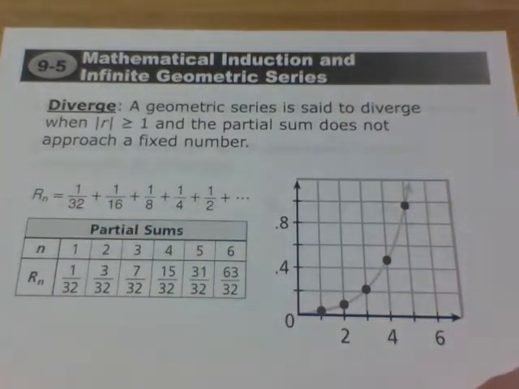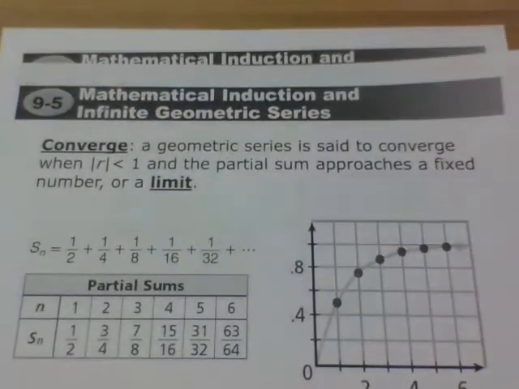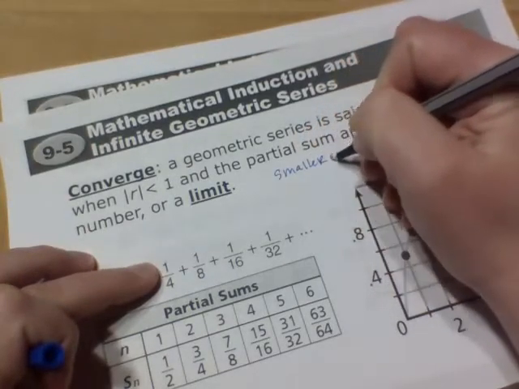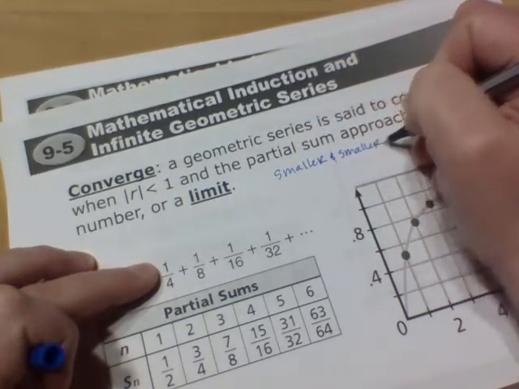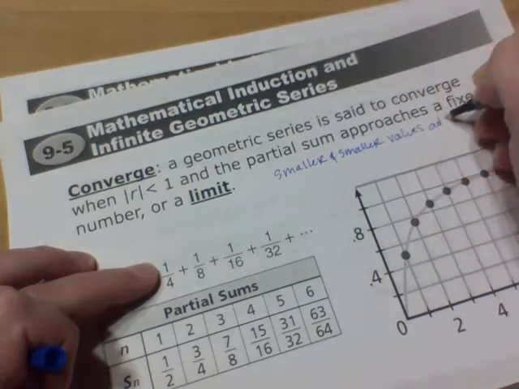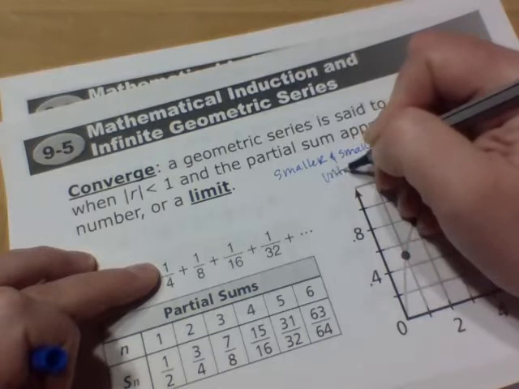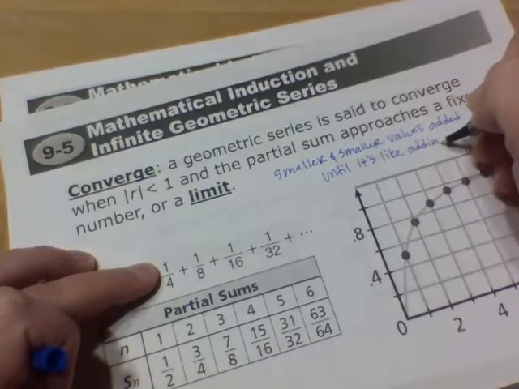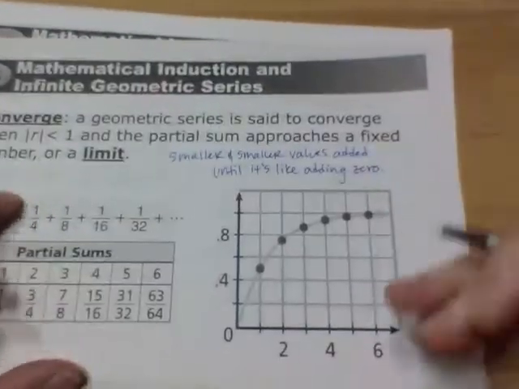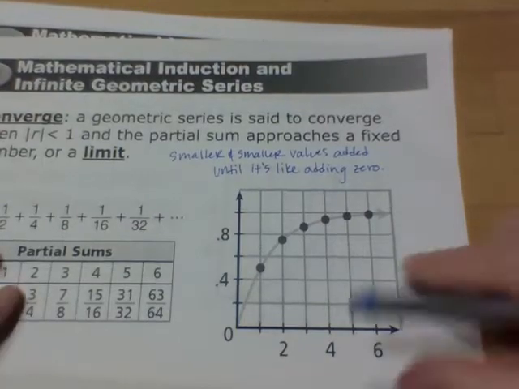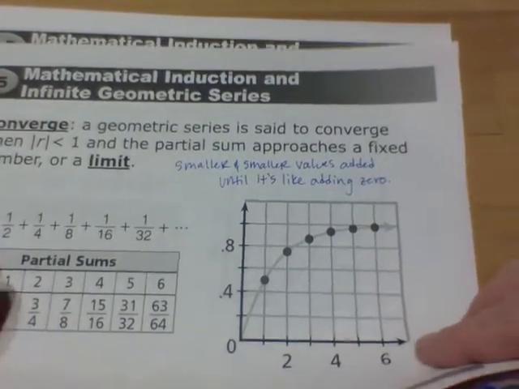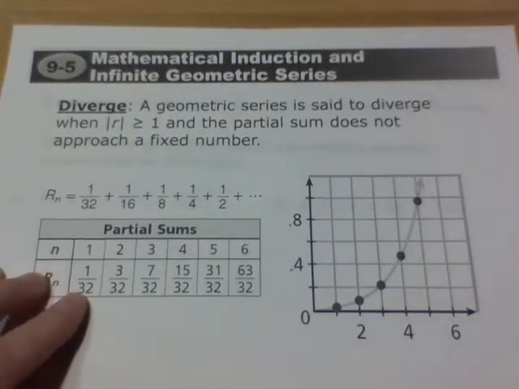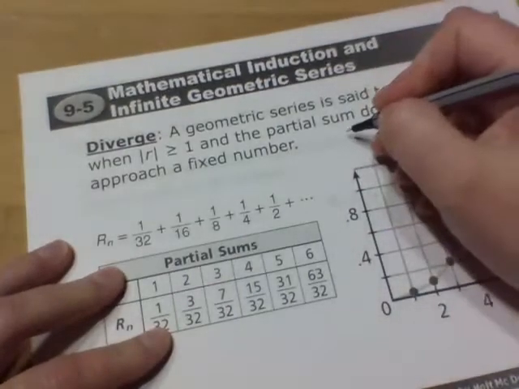All right. So again, the idea of converging is that we're going to have smaller and smaller values added until it's like adding 0. Because there are only so many decimal points that you can round to in a certain number before you really are just adding 0 each time. This next one here is diverging. And again, this is because you are getting larger and larger values.